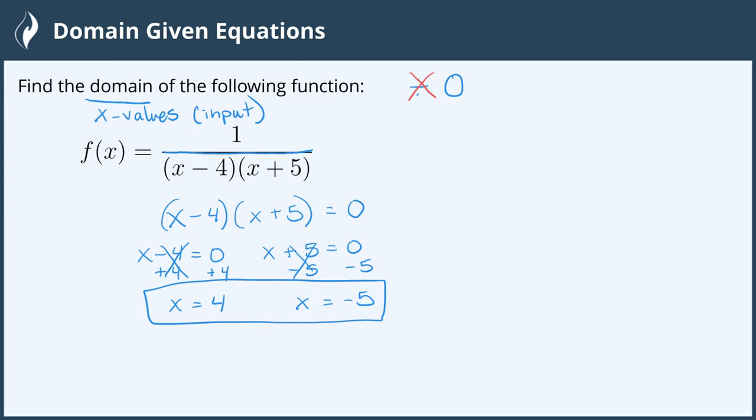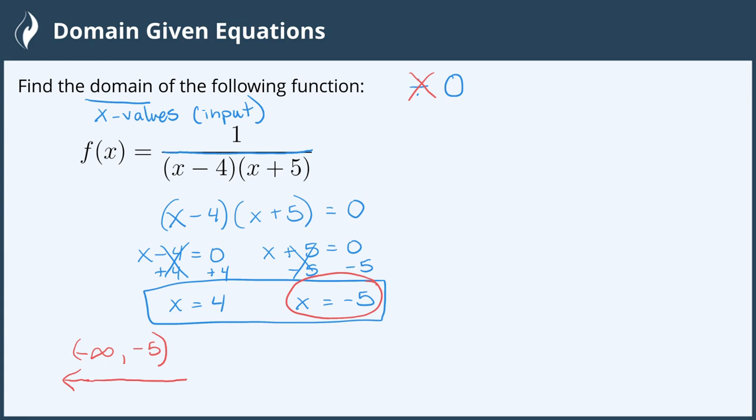Every other number on the number line will be acceptable, all of them except for 4 and negative 5. So going from left to right, as far left as possible, for the domain, the input or the x values, we can have as many negative numbers as far left as possible. And to go as far left as we can, this is negative infinity. Going to the right now, as we continue this direction, we end up with a restriction at negative 5. So we will say from negative infinity to negative 5 without including it, so we will use a parenthesis.